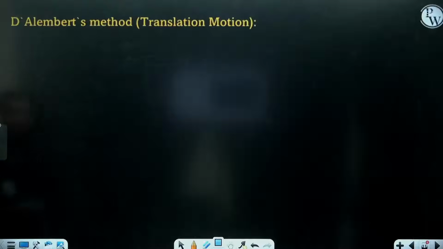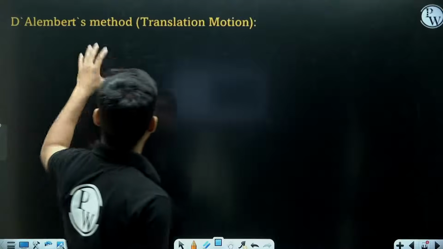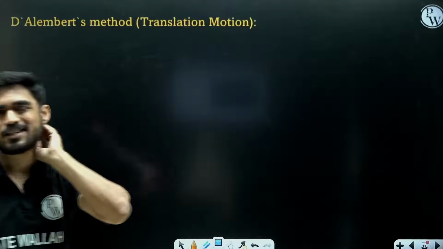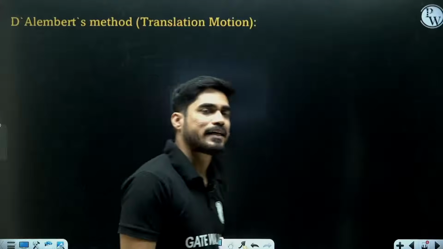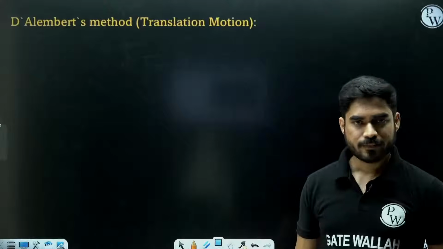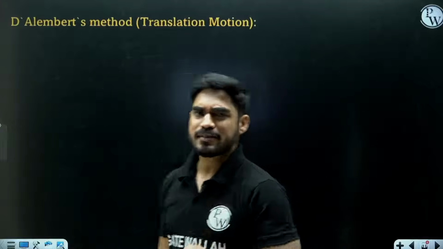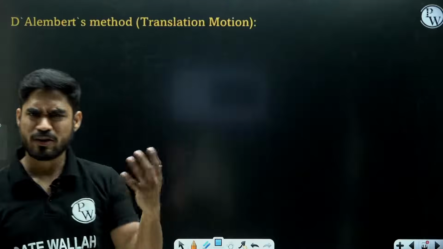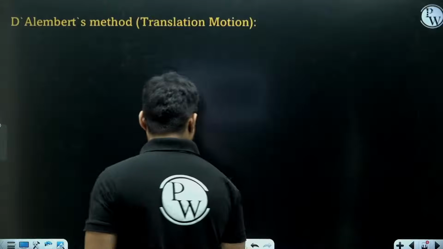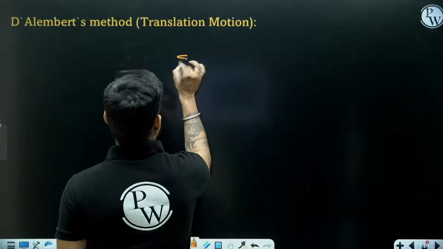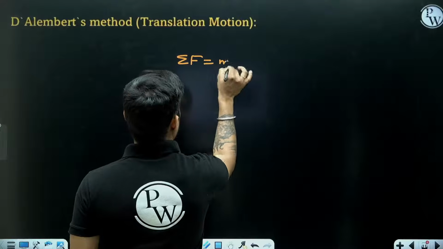So let's first understand how to apply D'Alembert's method in case of translation motion. See, understand this. When we were studying about particles, I told you that even if you apply Newton's second law instead of D'Alembert's, you can solve. What is the difference between Newton's second law and D'Alembert's? See, Newton's second law says summation of F equal to ma.